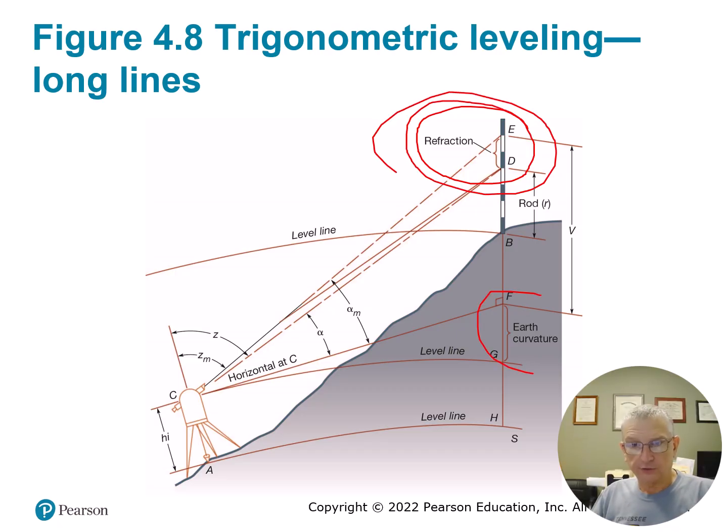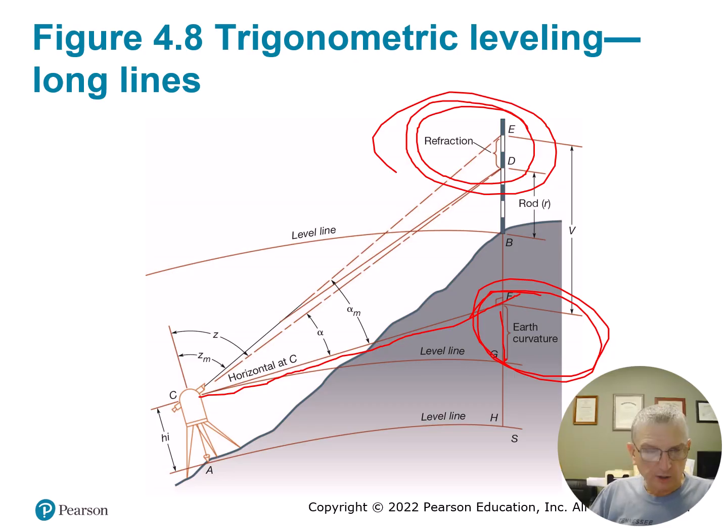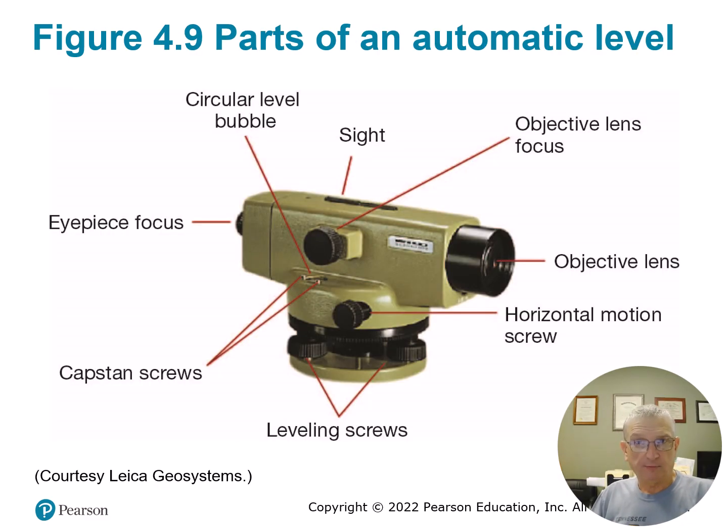You got the curvature going on everywhere, so they just take it and put it down here off the horizontal line, which makes sense. You're coming down here. But we're not going to be concerned with that or the math, which gets to be more complex with curvature and refraction correction to long line trigonometric leveling. Let's talk about some levels.